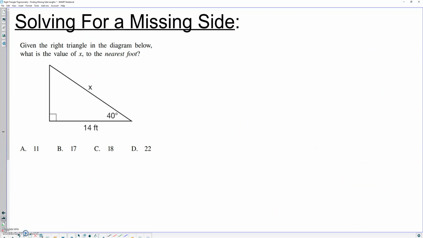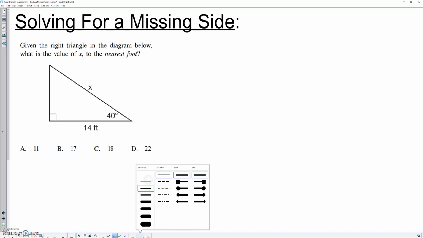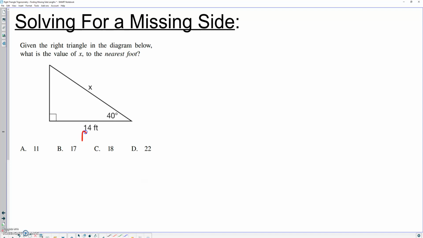Okay, so here we're given the right triangle in the diagram below. What is the value of x to the nearest foot? Okay, so we're going to look at our acute angle, which is 40 degrees. So the side labeled 14 feet is adjacent to the angle. And x is opposite the right angle, so we know that's the hypotenuse. Okay, so I'm going to write down SOHCAHTOA on the side of my paper.